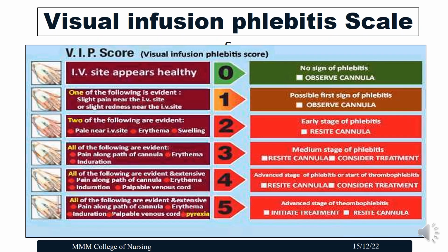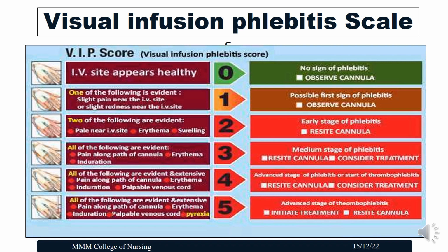The other scale which is used to assess phlebitis is the Visual Infusion Phlebitis Scale, otherwise known as the VIP score. The Visual Infusion Phlebitis Scale is graded from 0 to 5. On the left side we can see the signs and symptoms the patient shows, and on the right side they have explained the nurse's responsibility in each stage.